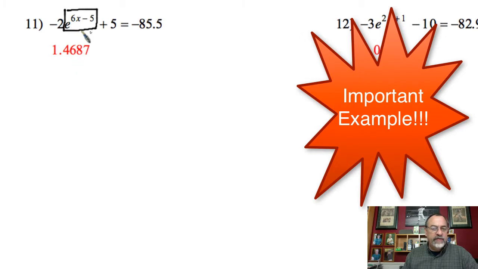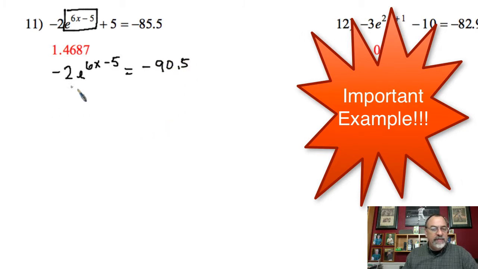So we're going to need to subtract 5 from both sides and then divide by this negative 2 in order to isolate this e to the 6x minus 5. Okay, so we're going to subtract 5 from both sides first. So this is minus 5 is equal to negative 90.5.